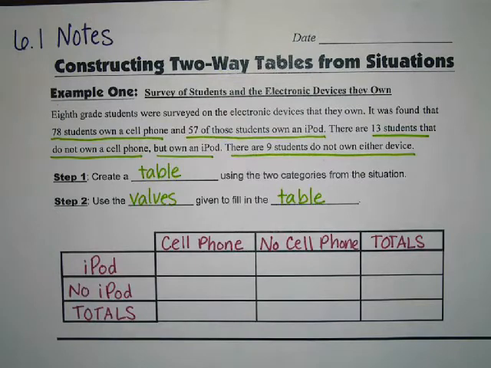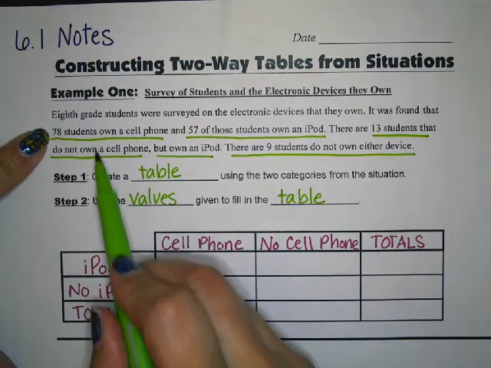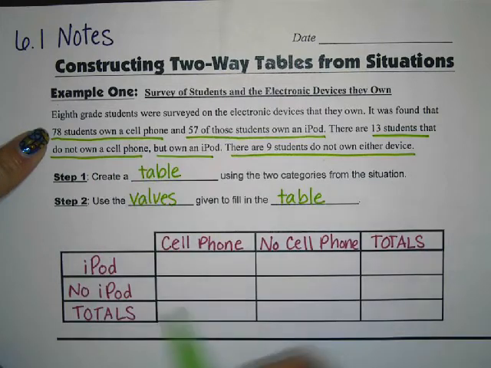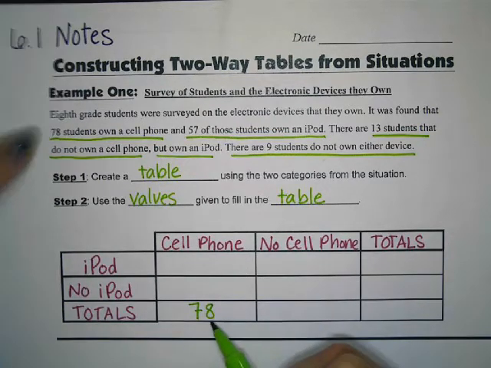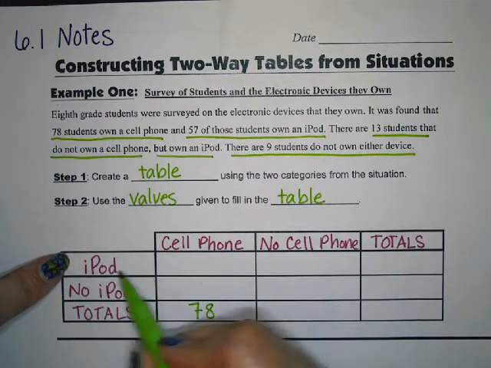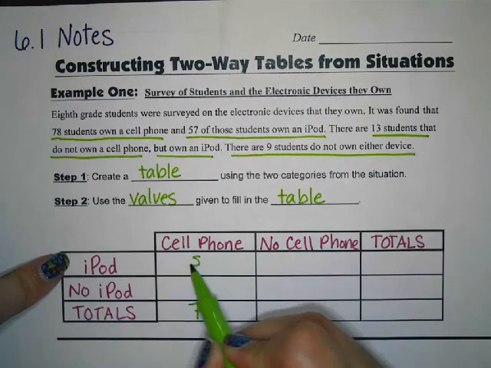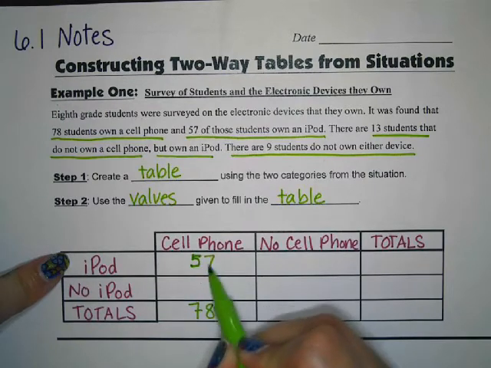Okay, so we underlined some things. It was found that 78 students own a cell phone. So 78 students. So that's the total amount of cell phones. So it's the total number of cell phones. So down here we're going to put 78 own a cell phone. 57 of those students, of the ones owning a cell phone, own an iPod. So that means they have a cell phone and an iPod. So 57 is going to go here.